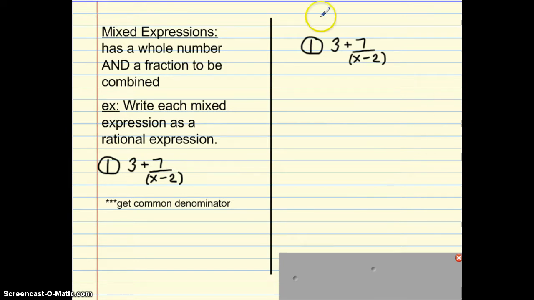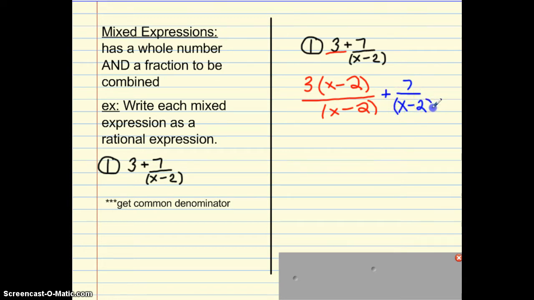How we're going to do that is, right now this 3 doesn't have anything underneath of it. So what we'll do is we'll do 3 times x minus 2 over x minus 2, because that quantity is 1, but that way we get that common denominator that we want, because now they both have x minus 2.